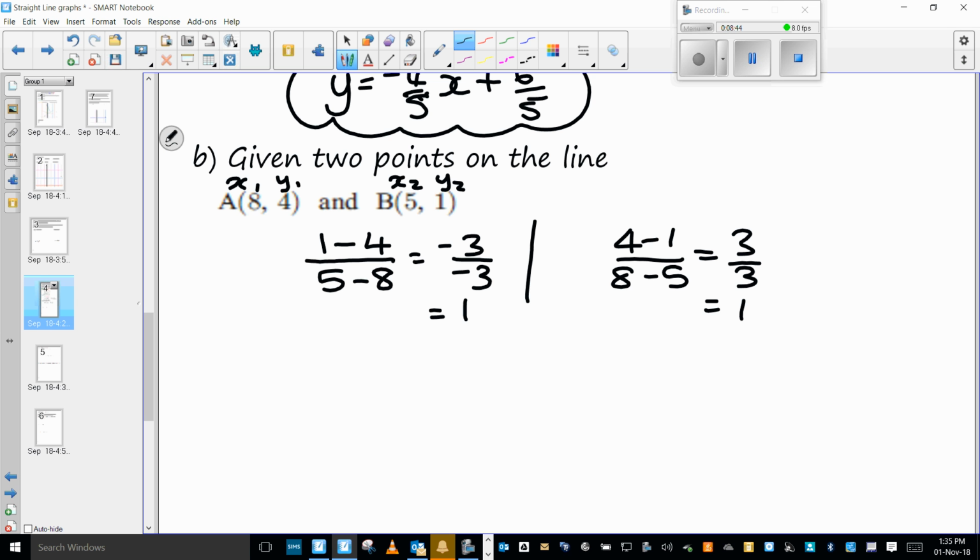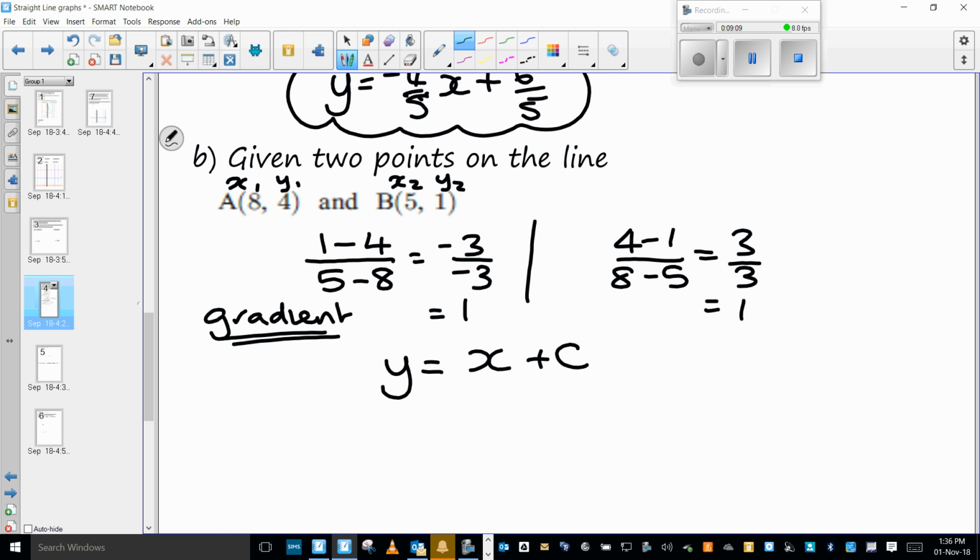Yes, so we just found the gradient. So the gradient is 1. And so now we know the gradient, we go back to doing what we did just up here. So we know that our equation starts with y equals, what do I write here? It's equally just x. Yeah? You happy with that?